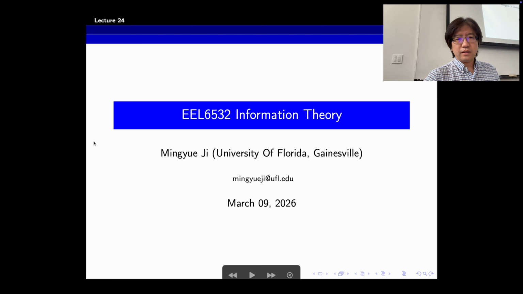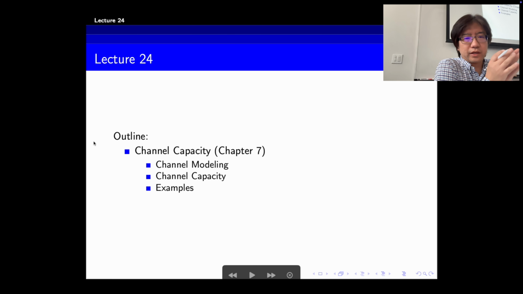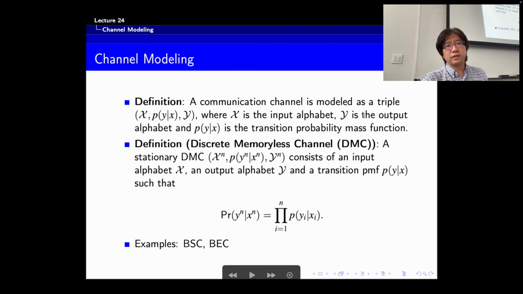Okay, let's review what we covered in our last lecture. In our last lecture, we started talking about channel capacity. In particular, we talked about channel modeling, and then we started introducing channel codes and channel capacity. And here's the channel modeling.